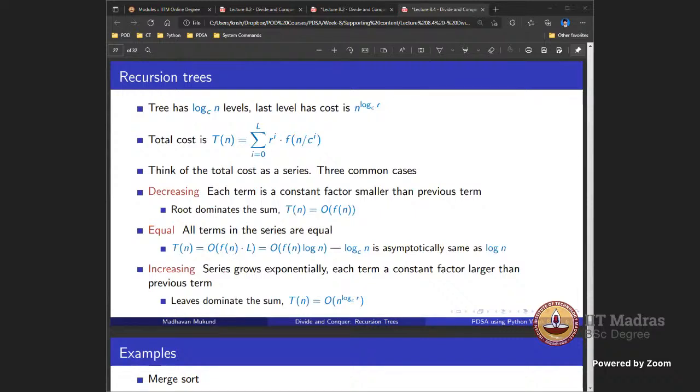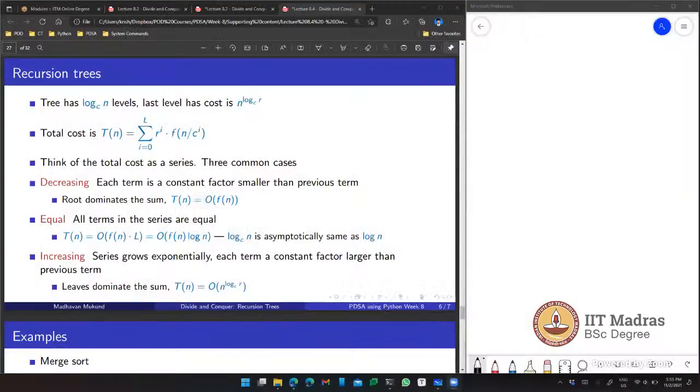Yeah, I'll do that. Just 1 minute, I will share the whole screen. And sir, take any two problems, one where the splitting is the same and one where the splitting is different, then it will be better.